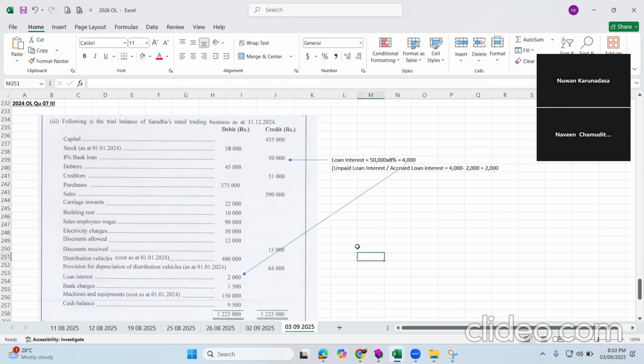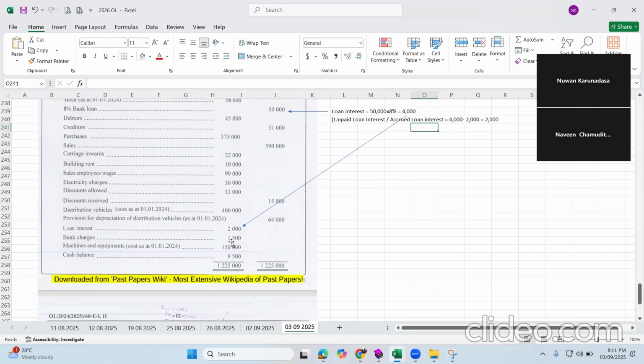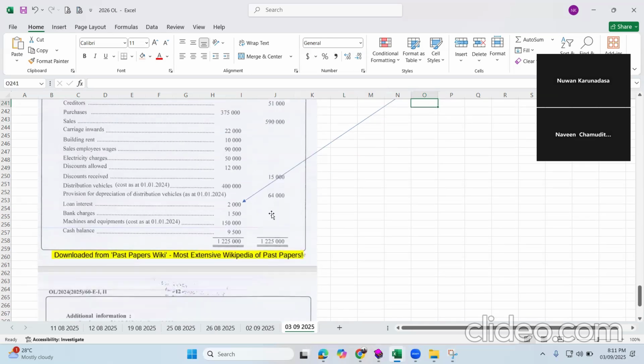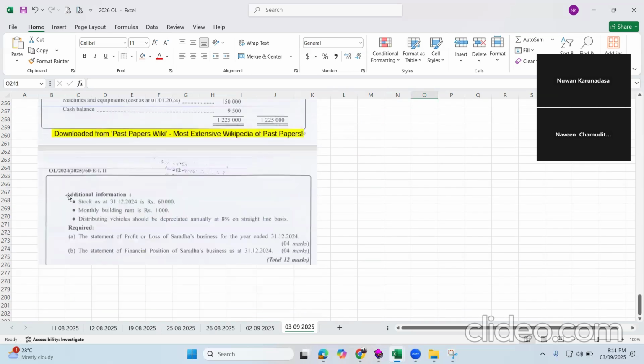Unpaid accrued loan interest will be 2,000. That is to current liability. Right, done. Then bank charges 1,500. Machine and equipment first opening balance. Cash balance done. The trial balance is balancing. They have given us again three adjustments. Stock closing balance 6,000. Not hard.